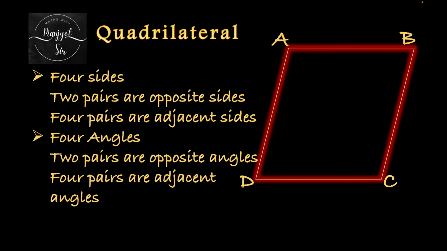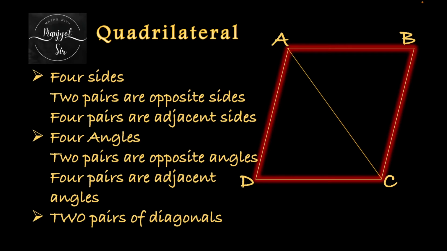Similarly, one more very important thing you should remember is that every quadrilateral has two diagonals. If you observe here, if I join A and C, this is called a diagonal, remember. And similarly, we can draw one more diagonal over here by joining B and D. So every quadrilateral has two diagonals. See, I will quickly revise everything. Every quadrilateral has four sides in which there are two pairs of opposite sides and four pairs of adjacent sides. There are four angles in which we have two pairs of opposite angles and four pairs of adjacent angles, and every quadrilateral has two diagonals.